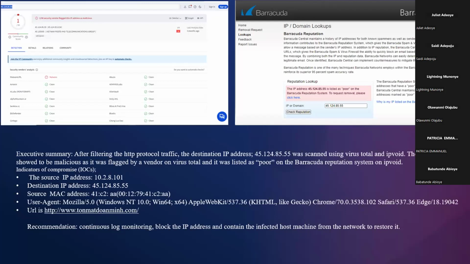Actually, we worked on SIEM, but I was unable to set up my SIEM because I didn't have a Mastercard to set up the virtual machine.